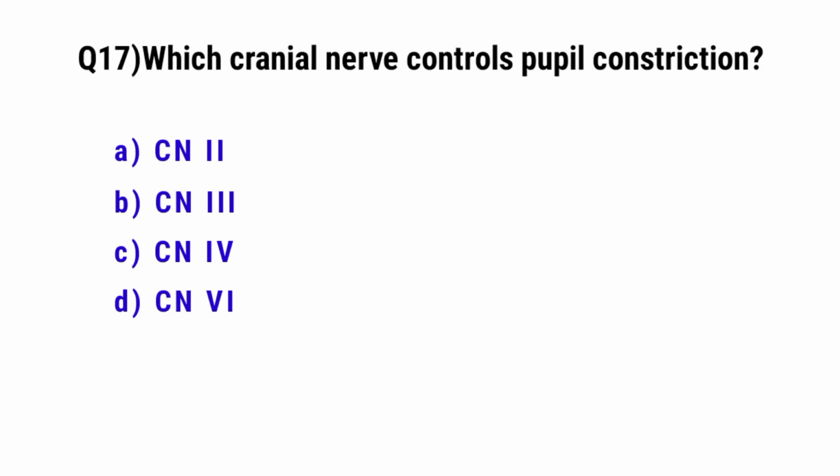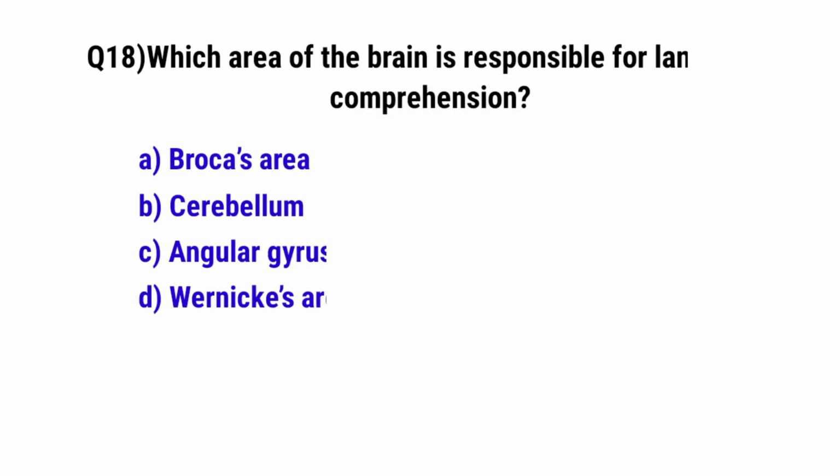Question number 17. Which cranial nerve controls pupil contraction? The correct option is B. Cranial nerve 3. Question number 18. Which area of the brain is responsible for language comprehension? The correct option is D. Wernicke's area.